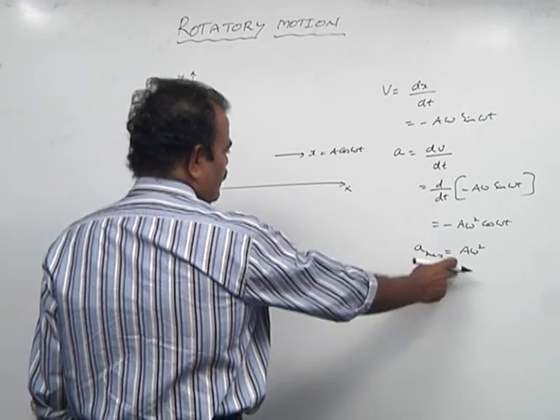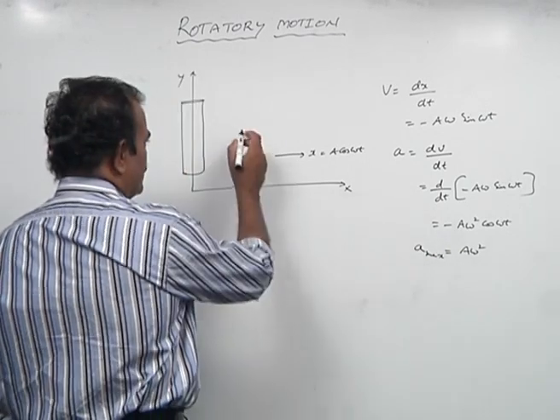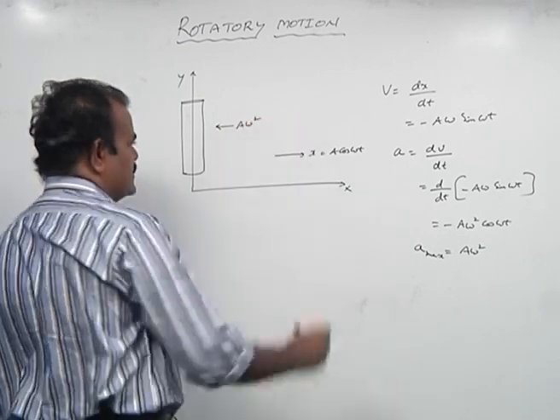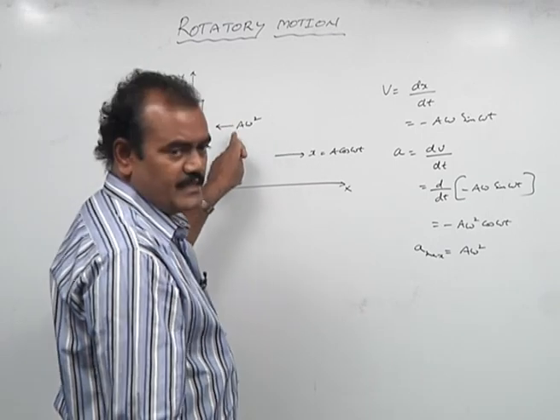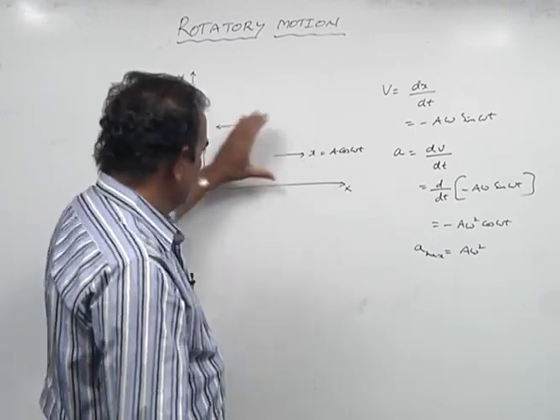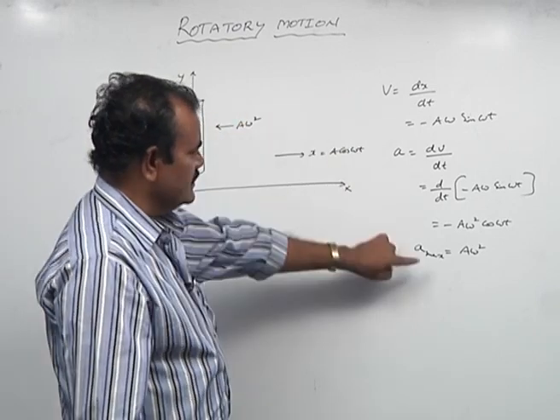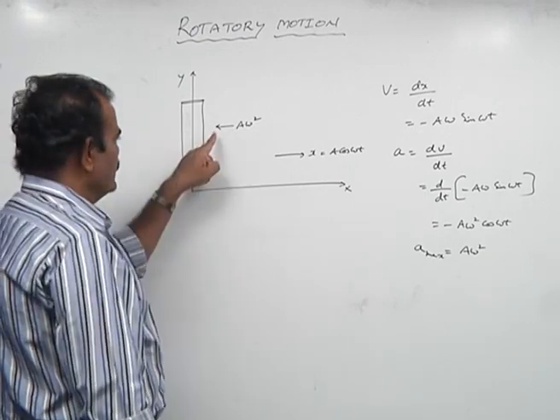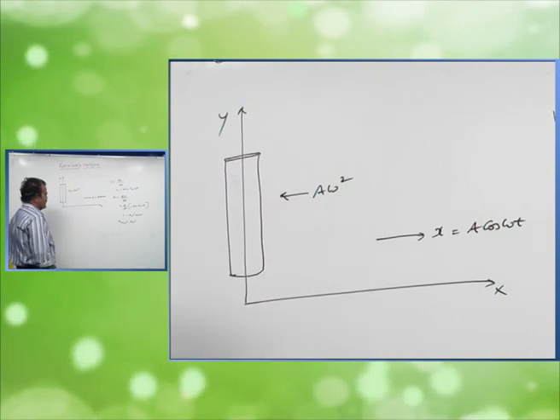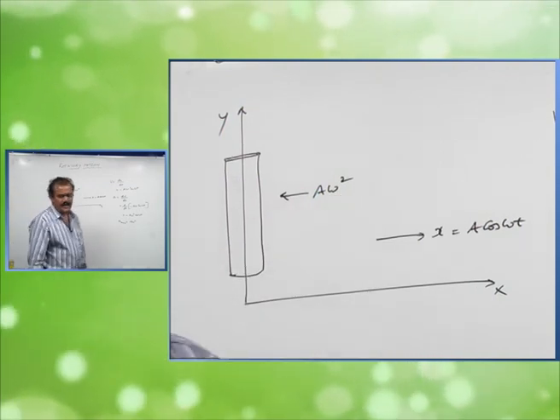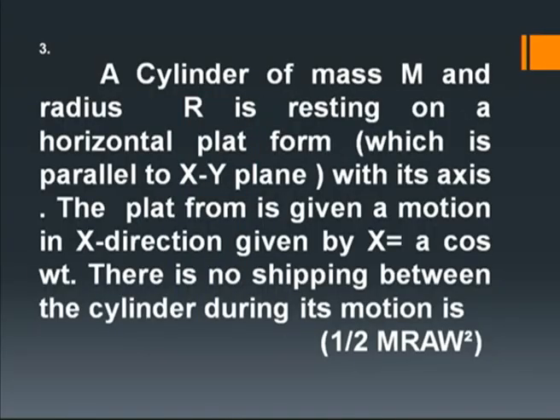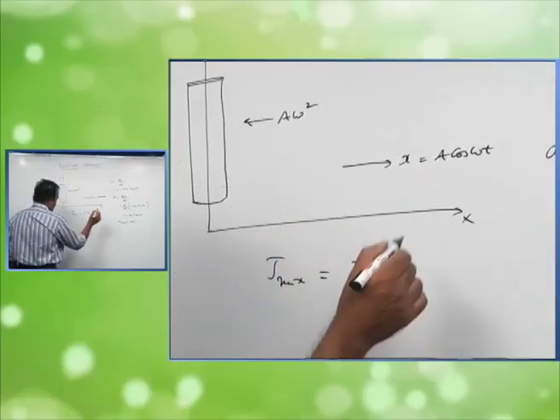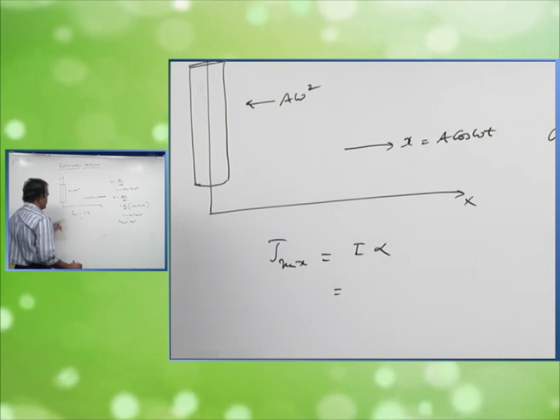So a maximum is equal to a omega square, and that acts on the cylinder as a pseudo acceleration, because the platform is moving with some acceleration. That too it is tangential, so it is a omega square here. Now we have to find the maximum torque acting on the cylinder. Tau maximum is equal to I alpha, where I is for the solid cylinder.